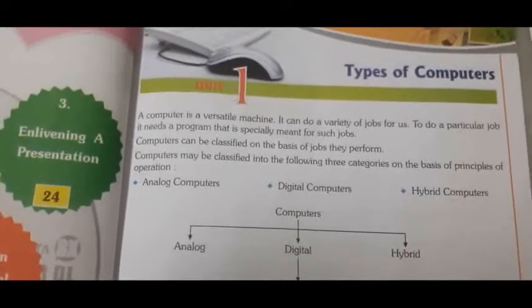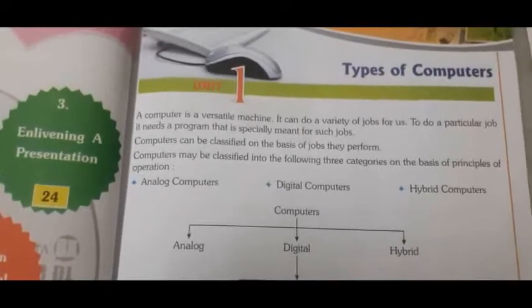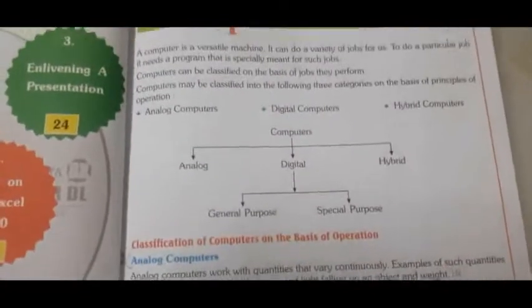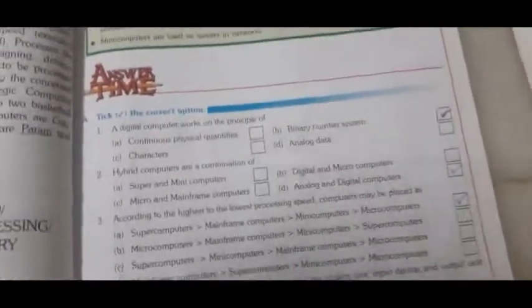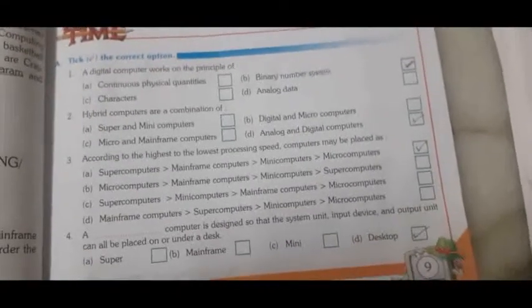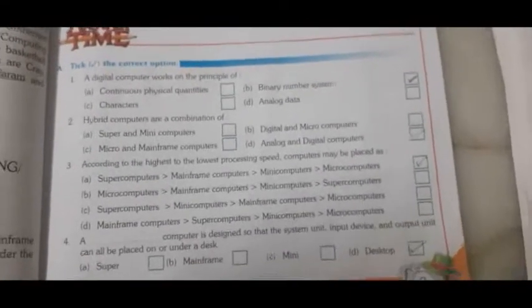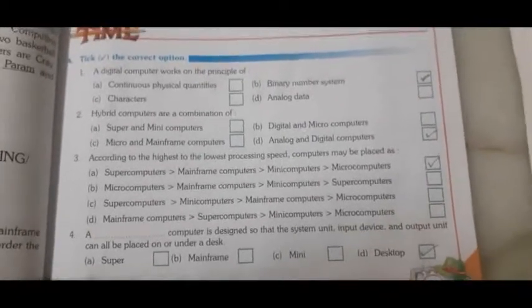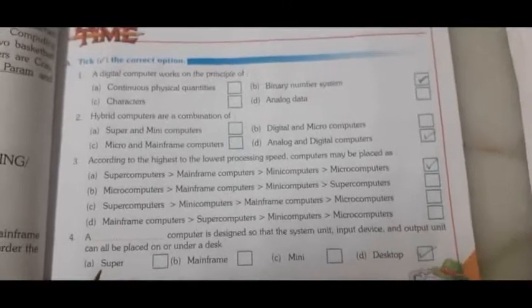First you have to put the heading neatly: 1. Types of computers. After that you should write, see page number 9. Here multiple choice questions are given. Page number 9. You write these multiple choice questions first.